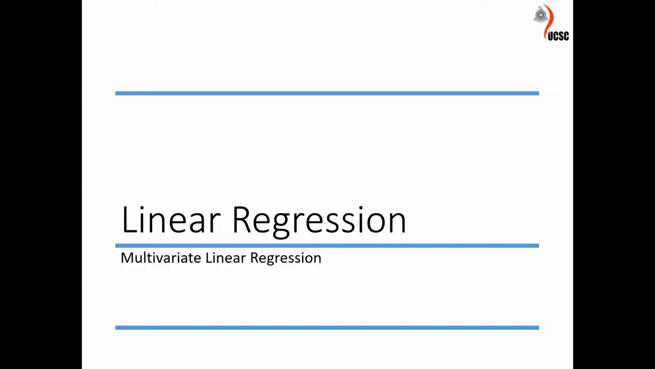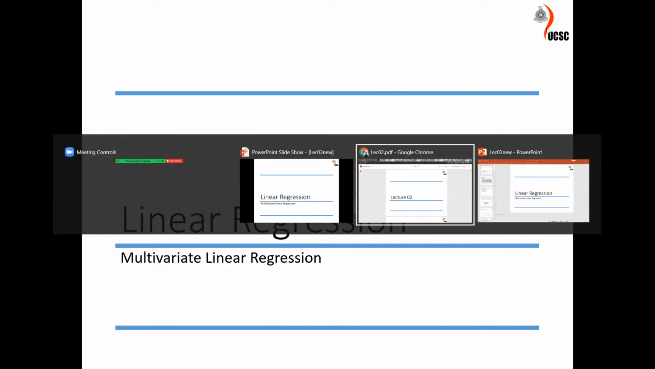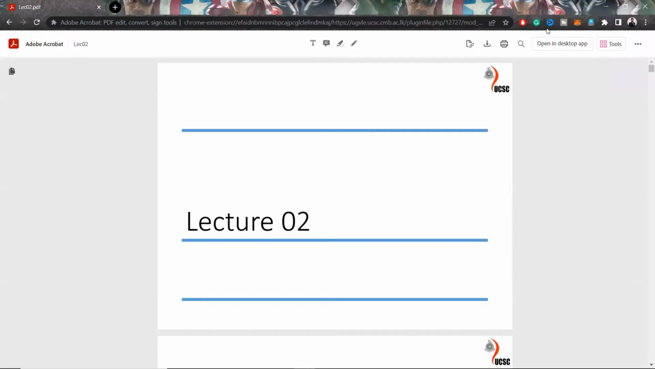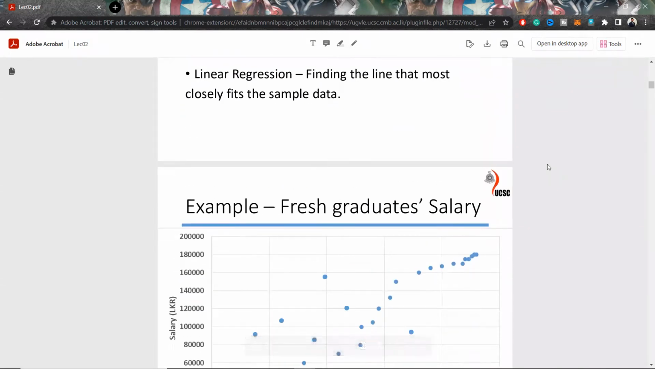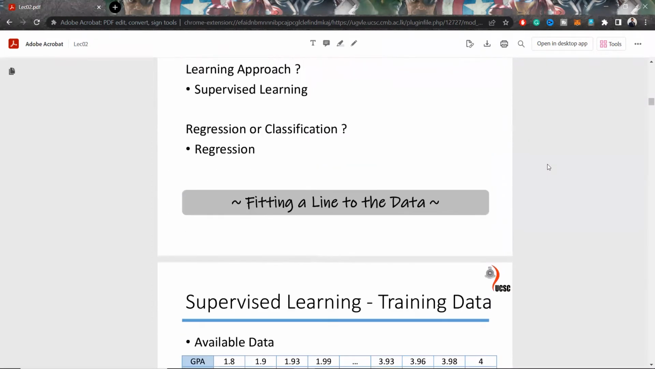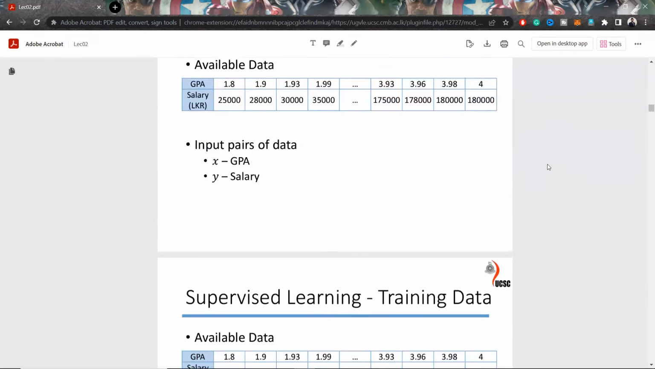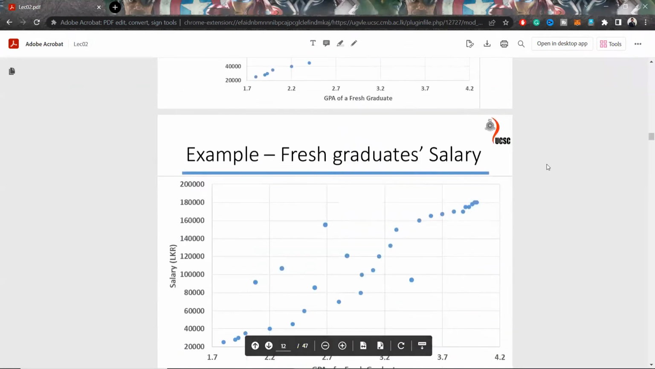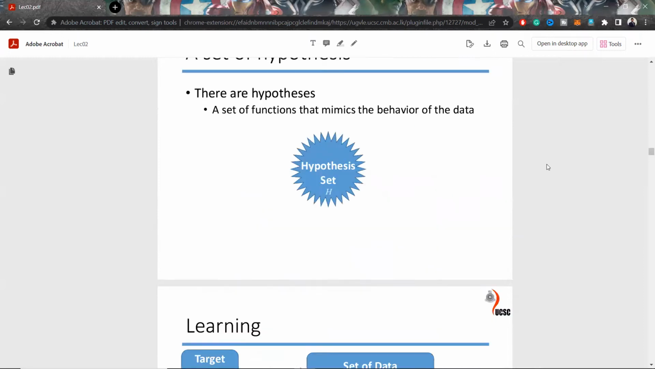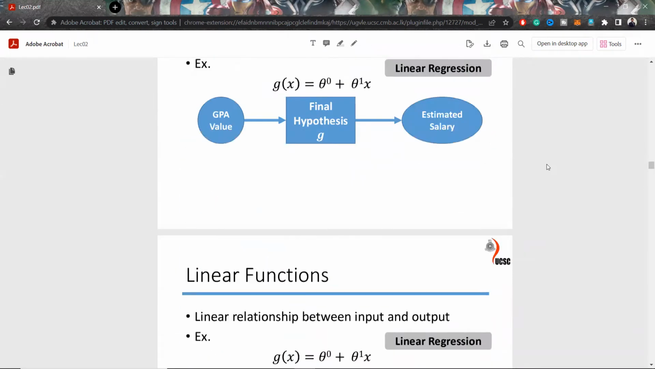Okay, welcome guys. So today we're going to discuss linear regression. Before we move into today's lecture slides, I'm going to quickly go through the previous lecture slides. Basically, we discussed simple linear regression previously, that means with one variable, right? On that, we discussed the hypothesis and the set of hypotheses.